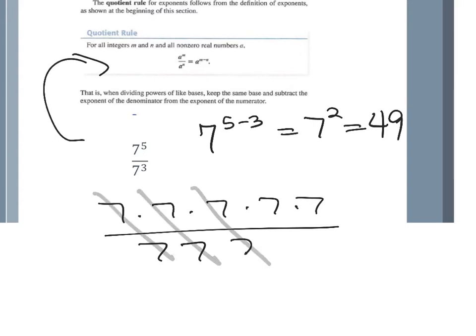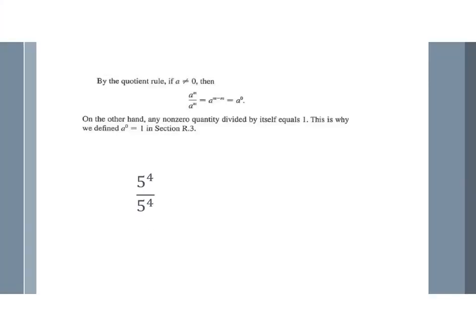So there's 2 left in the top. 7 squared is 49, and you get the same answer either way. If you're going to use the quotient rule, be very careful when you have negative numbers, because you've got to do like a keep flip change or a stay change change. So be very careful. The other thing we need to talk about is anything to the 0 power.